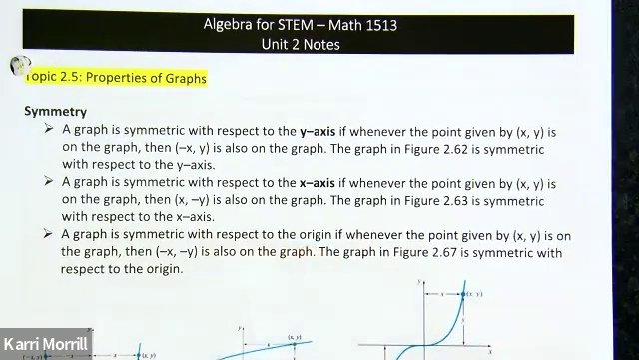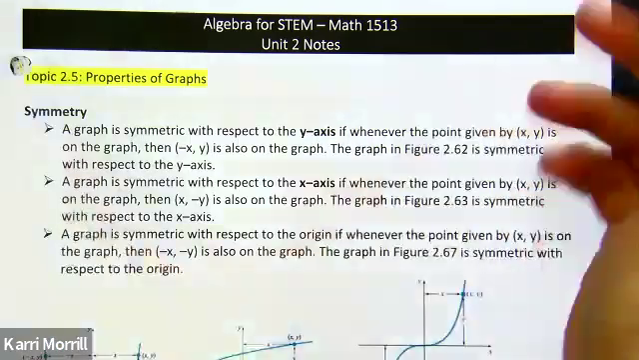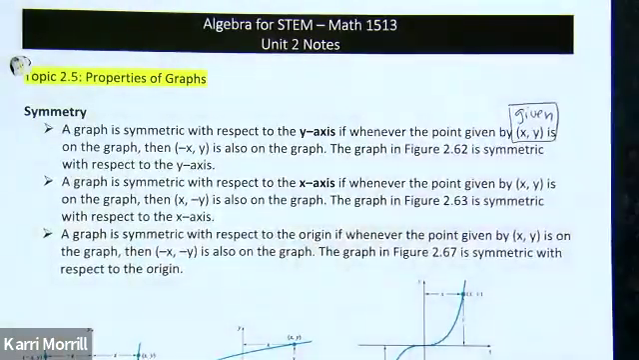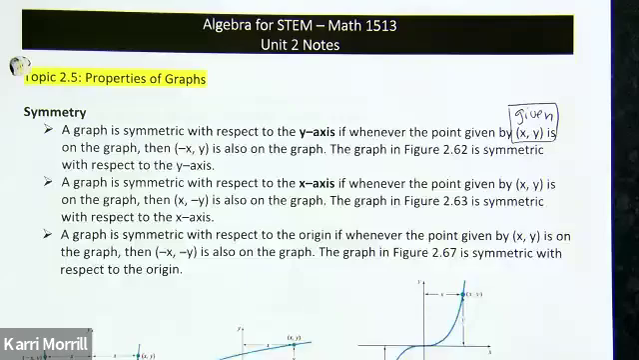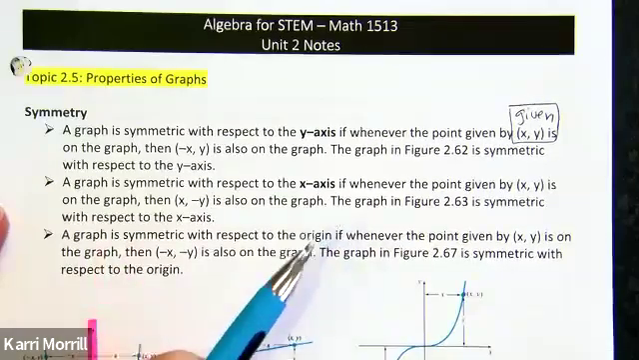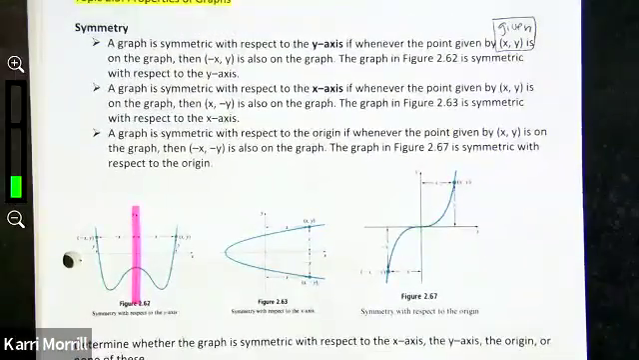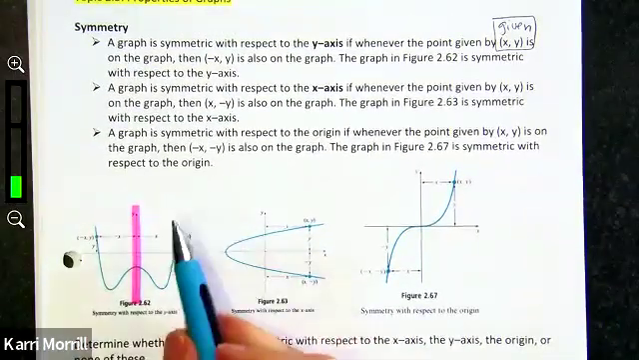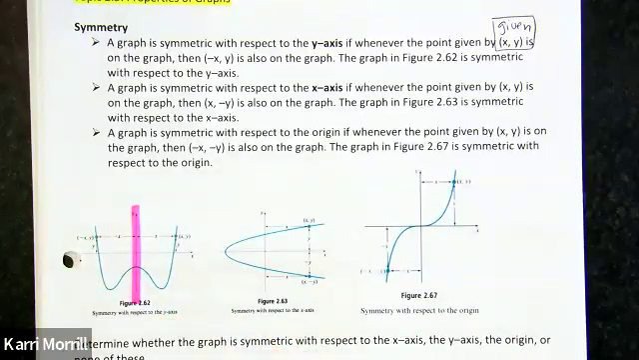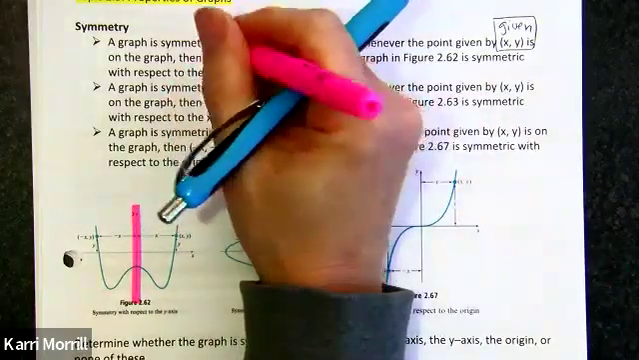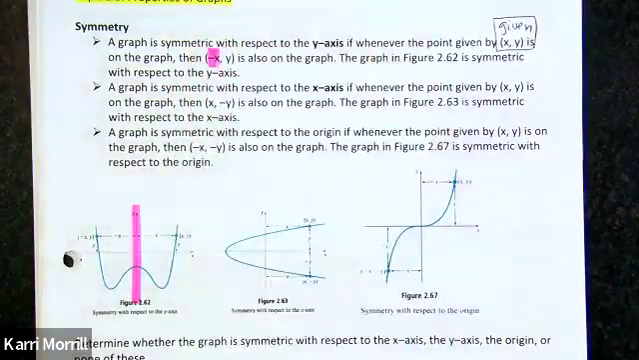So if a graph is symmetric with respect to the y-axis, you'll be given, let's call this the given ordered pair. What happens is, if it's with respect to the y-axis, that would be like this example right here. If you folded this graph in half on the y-axis, then that means these 2 points would lay on top of each other, right? So what happens is your x part of the ordered pair would be the opposite sign.